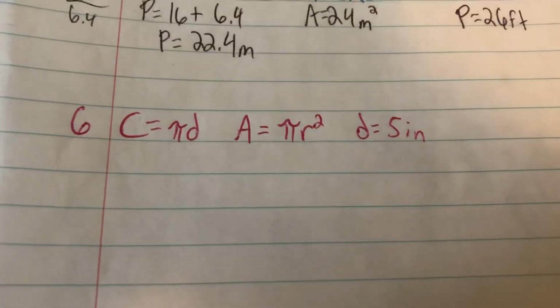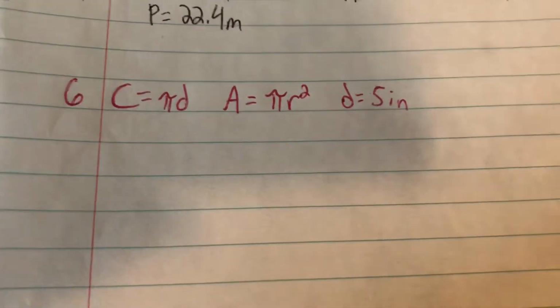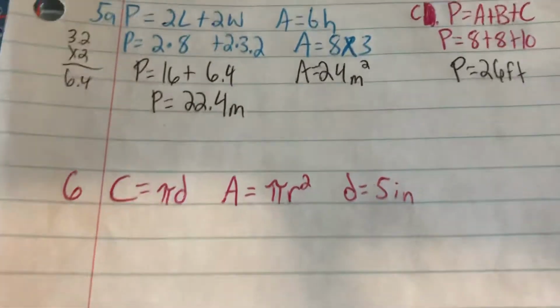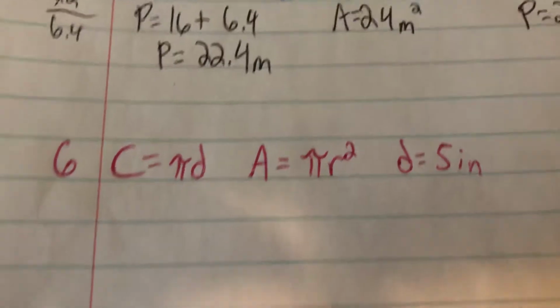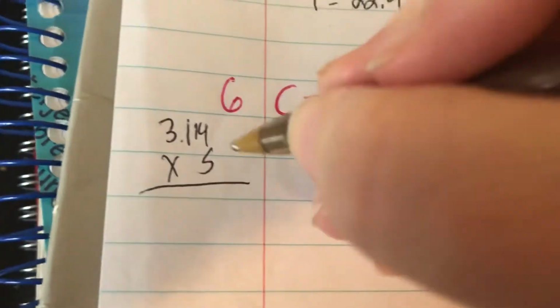Okay, on 6, it is a circle. It wants to know perimeter and area for. Remember, perimeter of a circle is circumference. Our diameter it gives us is 5 inches, so we can just plug that in. For circumference, our formula is pi times diameter. So 3.14 times 5.